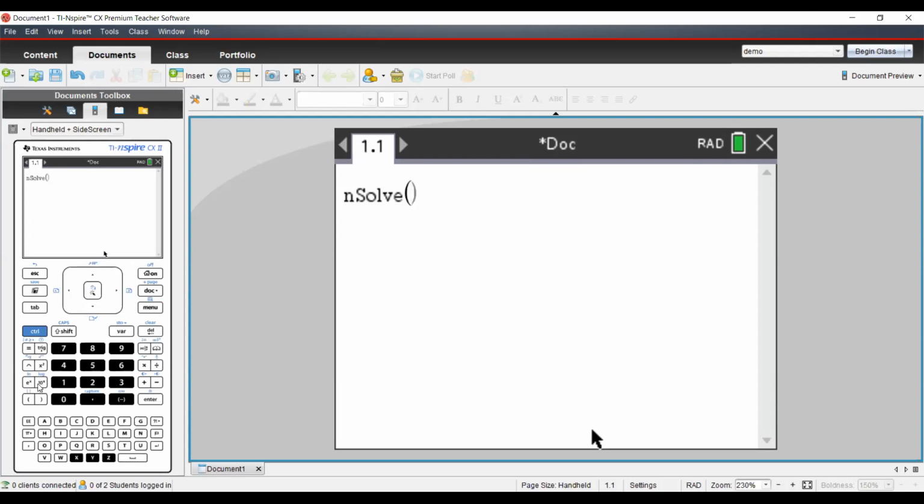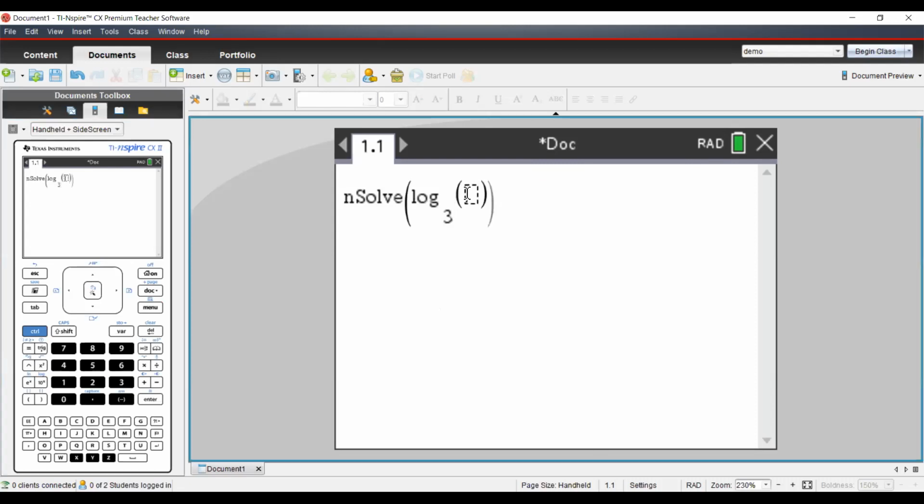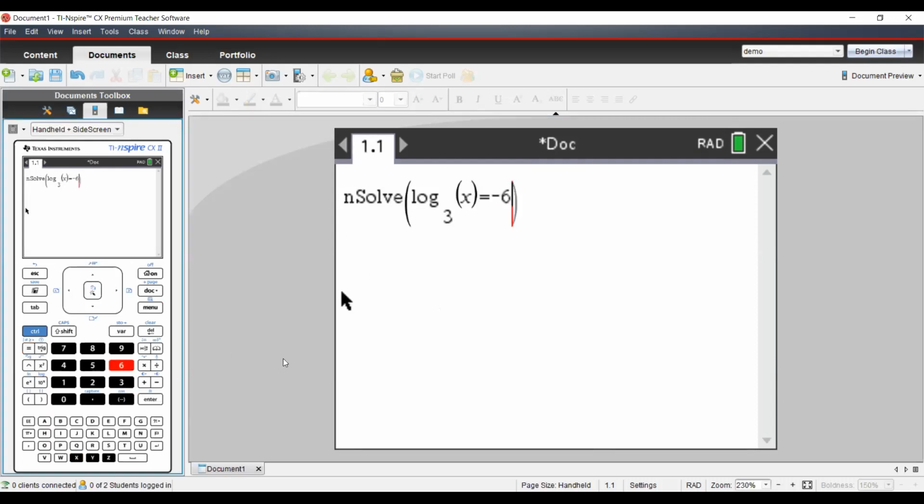Log. Here you can see log is about 10 power x. So all the blue letters, control plus 10 power x. So let's say log x to the base 3 equals -6. We also need to inform the calculator that we are supposed to find the value of x, so you need to type comma x. Once you have inputted the equation, just hit enter. So this is one way of finding the value of x.